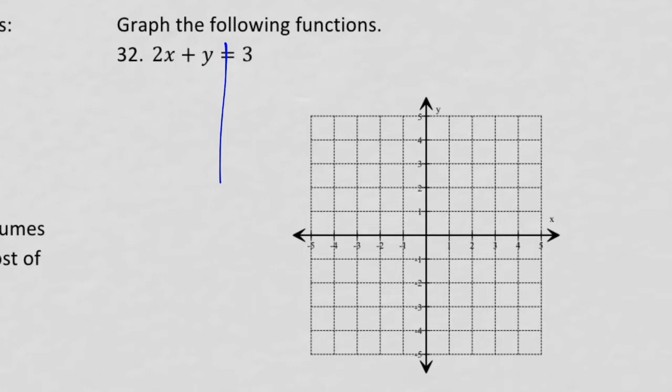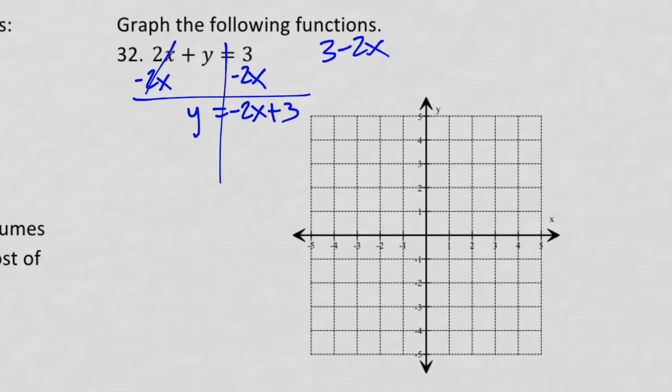This was pretty easy to solve. All you got to do is get rid of the 2x. And to get rid of it, since it's being added here, we're going to subtract it. Minus 2x. So they're both gone, leaving me with y equals 3 minus 2x or negative 2x plus 3. Either way is correct. If you write it like this, it's also correct.